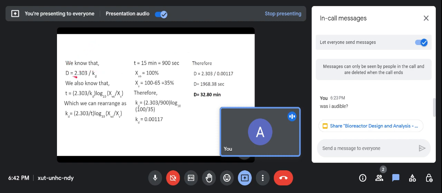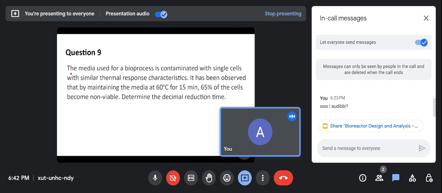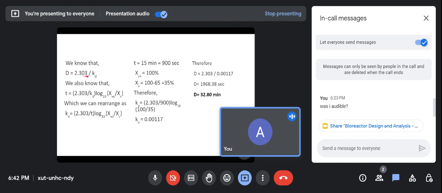So you know that the decimal reduction time is equal to 2.303 divided by the rate constant of death, right? You also know that for a first order reaction, the rate constant is given by 2.303 by t log 10 of xv naught by xv. This is the initial number of cells, this is the final number of cells, right? So for you to figure out the decimal reduction time, you need to know the KD value. So you will get KD by this formula.